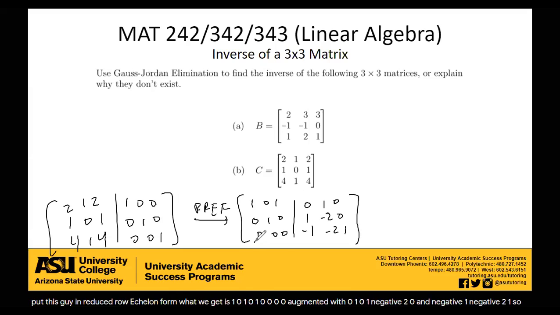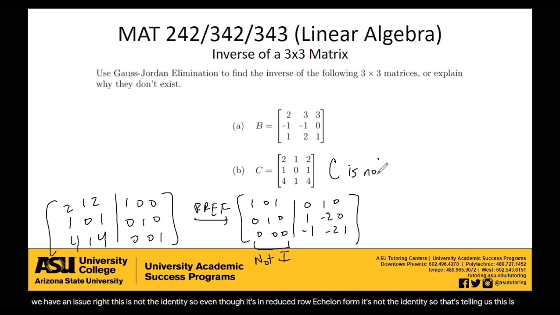So we have an issue, right? This is not the identity. So even though it's in reduced row echelon form, it's not the identity. So that's telling us that C is not invertible, right? Because we did not get the identity there.